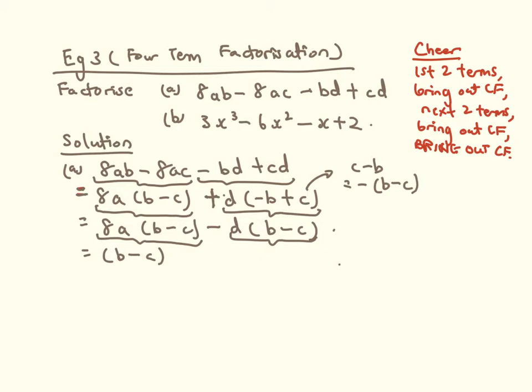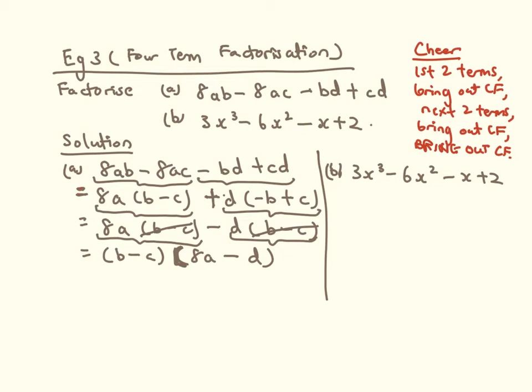And then, if I take out the B minus C, you can see I'm left with 8A minus, and I take out B minus C, D. Alright, it's a round bracket. So it becomes the product of two terms. There you go. You have factorized the whole expression. Now let's move on to part B.